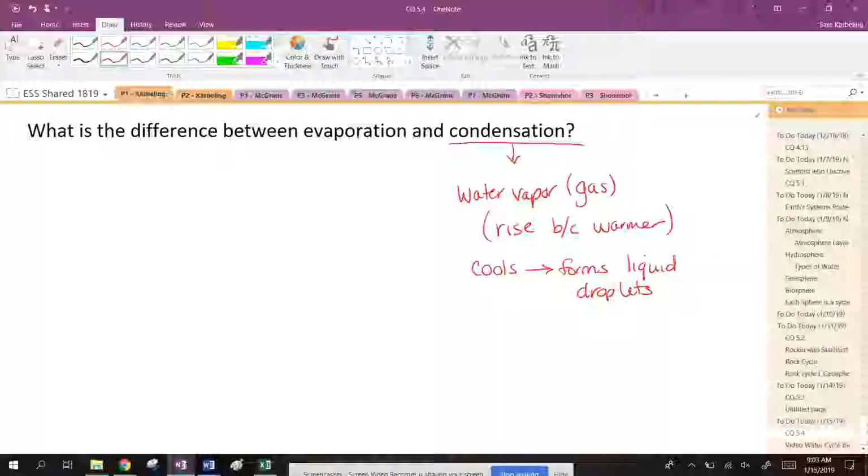The glass. And it cooled when it hit the glass, and then it formed liquid water droplets. Okay? So this condensation thing can happen whenever you've got water vapor that comes into contact with something cooler. That's all it is. Okay?